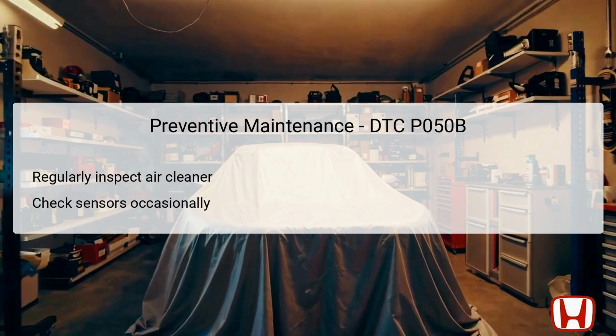Preventive maintenance is vital in ensuring the longevity and proper performance of the ignition timing control system and the overall engine. One essential aspect is the regular inspection of the air cleaner element. Keeping it clean prevents airflow restrictions that can lead to ignition timing issues. Additionally, periodically checking the various sensors, such as the CKP and ECT sensors, can help catch any potential malfunction early on. This proactive approach can significantly reduce the risk of future DTC P050B occurrences.